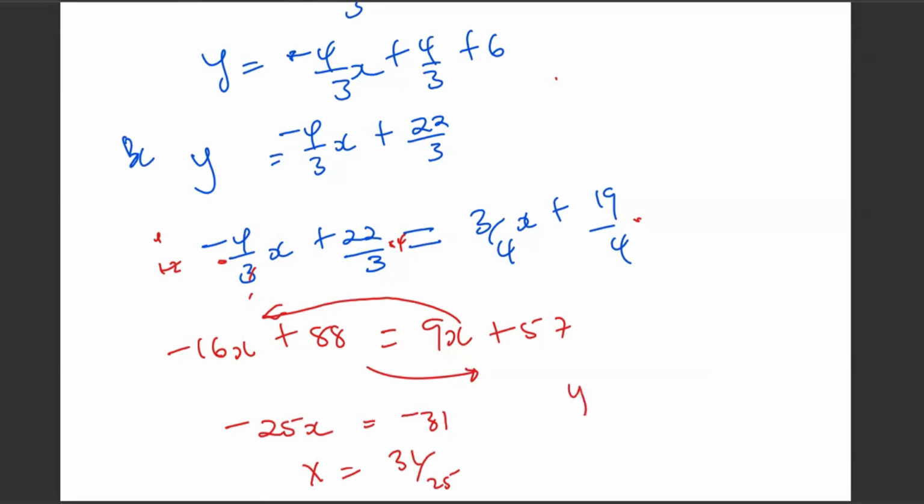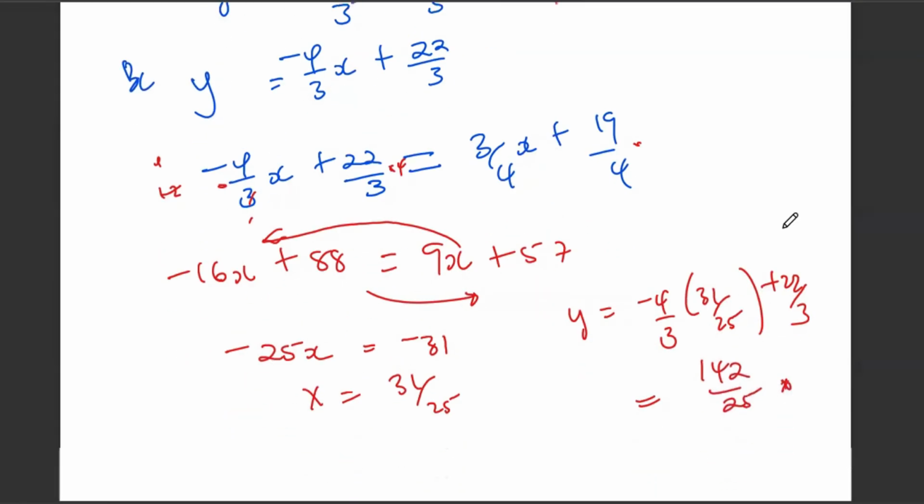Then for me to get the y, I'll just do the substitution: negative 4 over 3 multiplied by 31 over 25 plus 22 over 3. Okay? So negative 4 over 3, we said we're multiplying it by 31 over 25 plus 22 over 3. So that gives us 142 over 25. Okay, so those are the y coordinates.